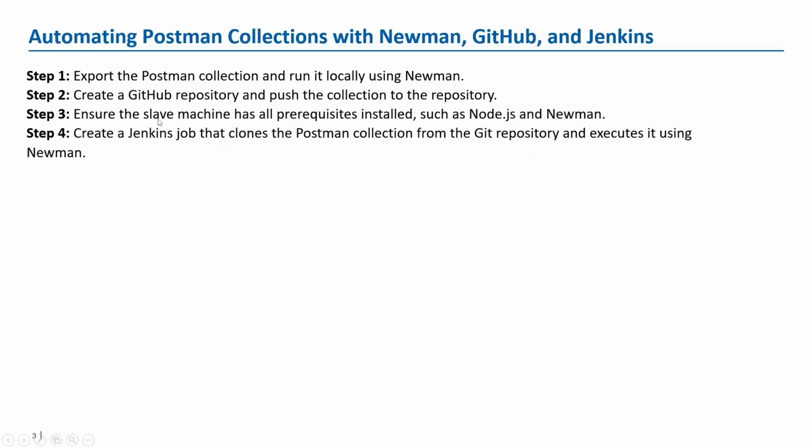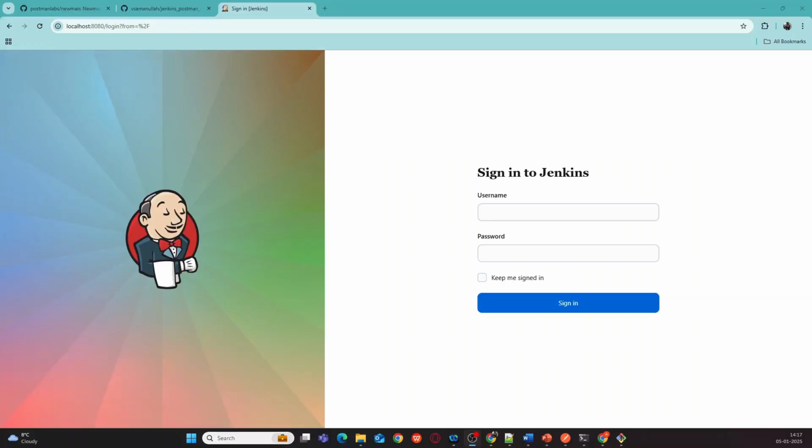Now I have to ensure that the slave machine has all the prerequisites. I will be using my local machine as the slave machine, so that means everything is installed here. So we can go directly to step number 4. You can access Jenkins via localhost with port 8080, and you can see the landing page of Jenkins here. You'll have to give a username. My username is testtroop.